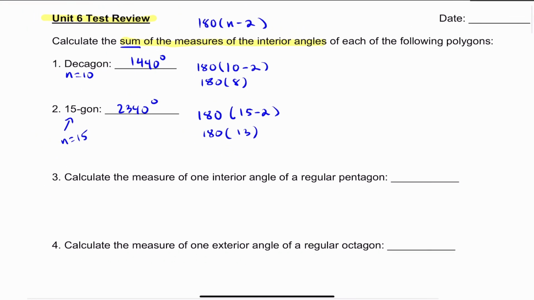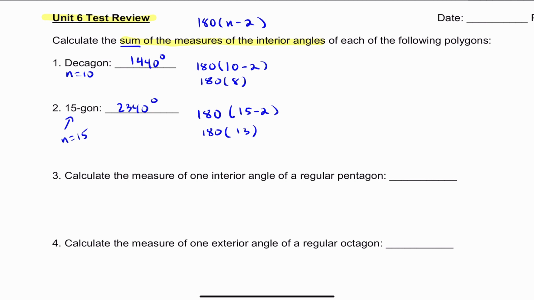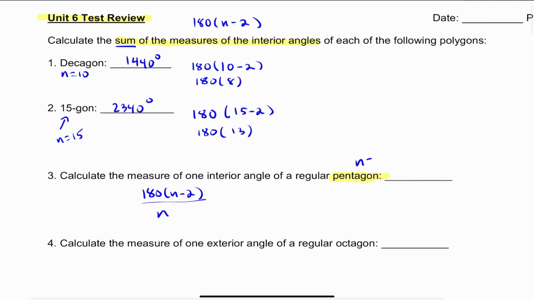Okay. So here, let's go ahead and talk about number 3, calculate the measure of one interior angle of a regular polygon. So it's using this formula. Basically, I have the sum of the measure of the interior angles, right? But I only want one interior angle this time. So I take this formula, and then I divide that by n, okay? And I'm talking about a pentagon this time, so that means n equals 5. A pentagon has 5 sides.